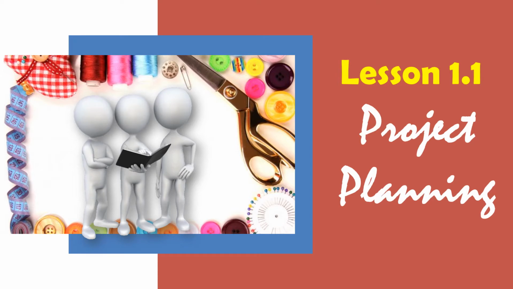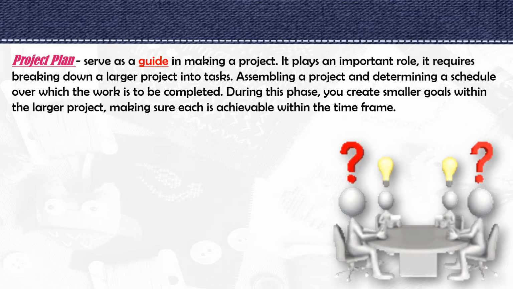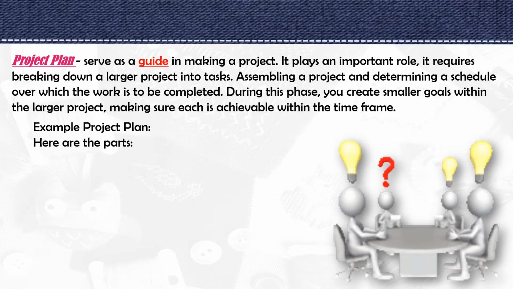Lesson 1.1, Project Planning. When you hear the word project planning, what is it all about? Do you have any idea? So when we say project plan, it serves as a guide in making a project. It plays an important role. It requires breaking down a larger project into tasks, assembling a project, and determining a schedule over which the work is to be completed. During this phase, you create smaller goals within the larger project, making sure each is achievable within the time frame. So here are some examples of a project plan. A project plan has parts.